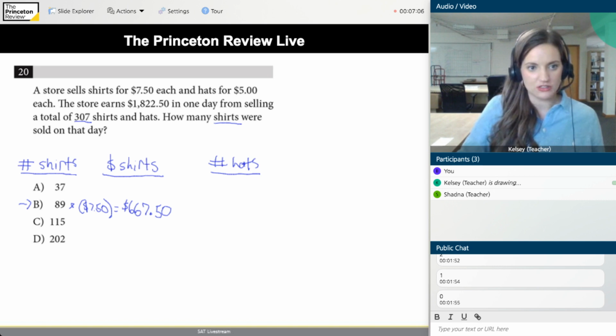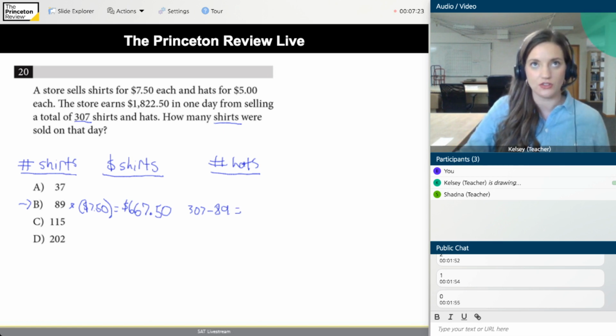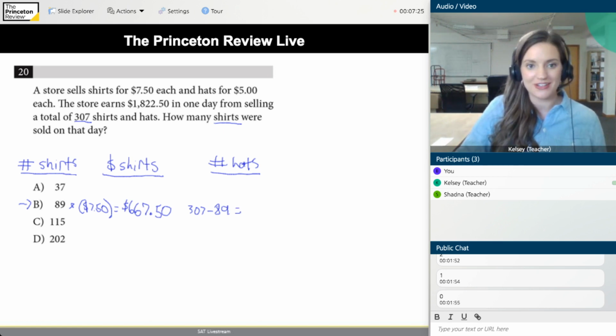And this is a basic subtraction, of course, but it's just made to be more difficult in the context of all the information given in the word problem. But we can figure this out one step at a time. So we're going to take 307 total items sold and subtract the number of shirts, which was 89. And that's going to give us the number of hats sold that day, or 218.